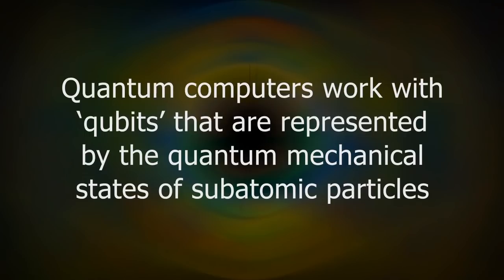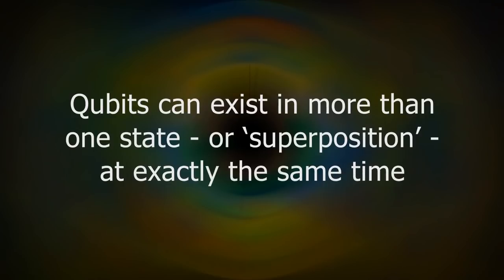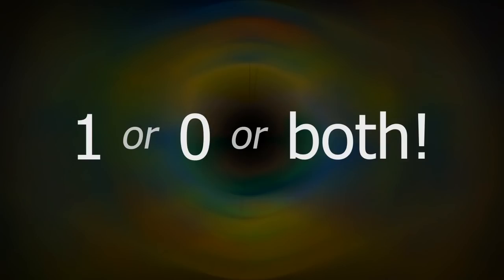In contrast, quantum computers work with quantum bits or qubits, which are represented by the quantum mechanical states of subatomic particles. Due to the strange laws of quantum mechanics, qubits can exist in more than one state or superposition at exactly the same point in time. This allows a qubit to assume a value of 1 or 0 or both of these numbers simultaneously. In turn, this enables a quantum computer to process a far higher number of data possibilities than a classical computer.